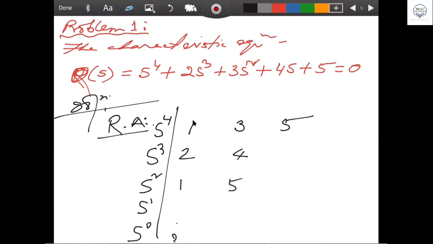Then the S to the power 1 row. What is it? Minus 6, 0, 0. Minus 6, you don't need to write the zeros. And the S to the power 0, what is that? You can write 0, 0, no problem, or you don't write, no problem as well. S to the power 0 is 5. Do all of you agree?